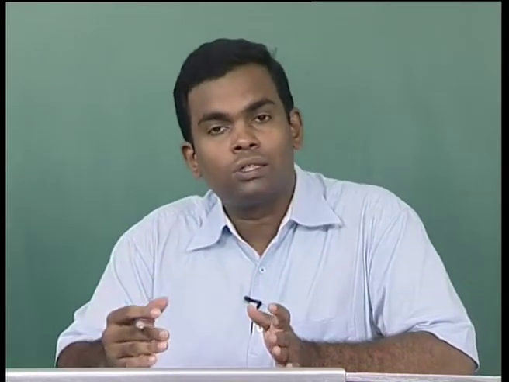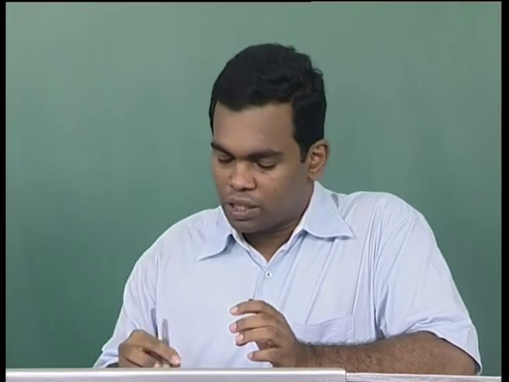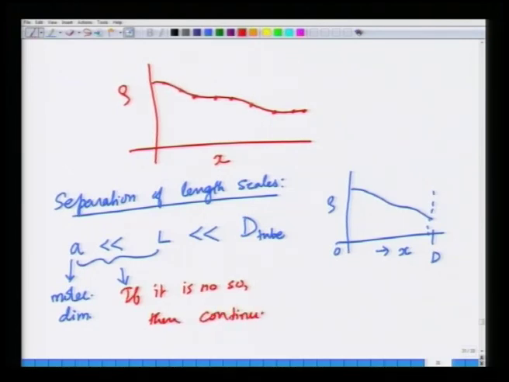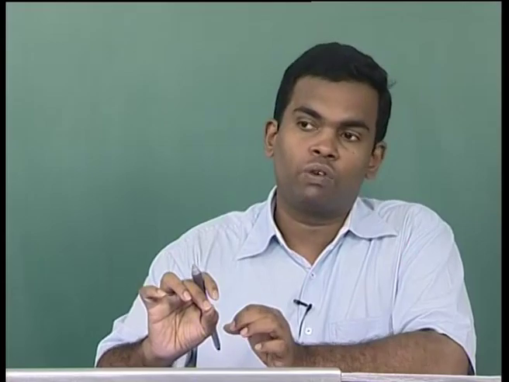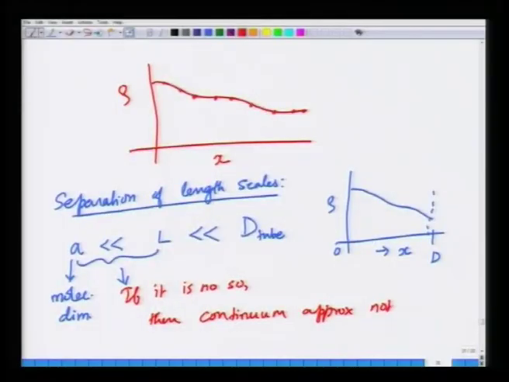Now, this also tells you when the continuum approximation is going to fail. If this length scale separation is not there, then the continuum approximation is likely to fail, because you can no longer safely ascribe a unique value of density to each and every point in a fluid. So, the continuum approximation is most likely to be not valid.